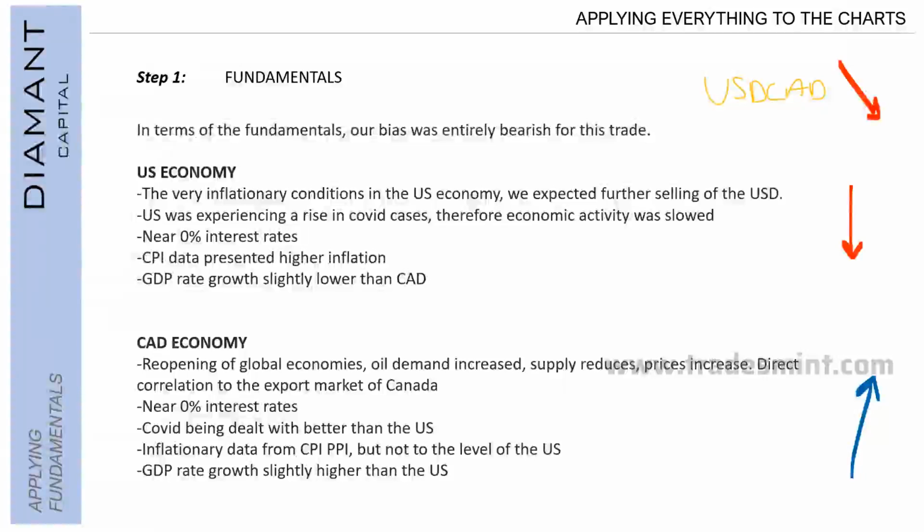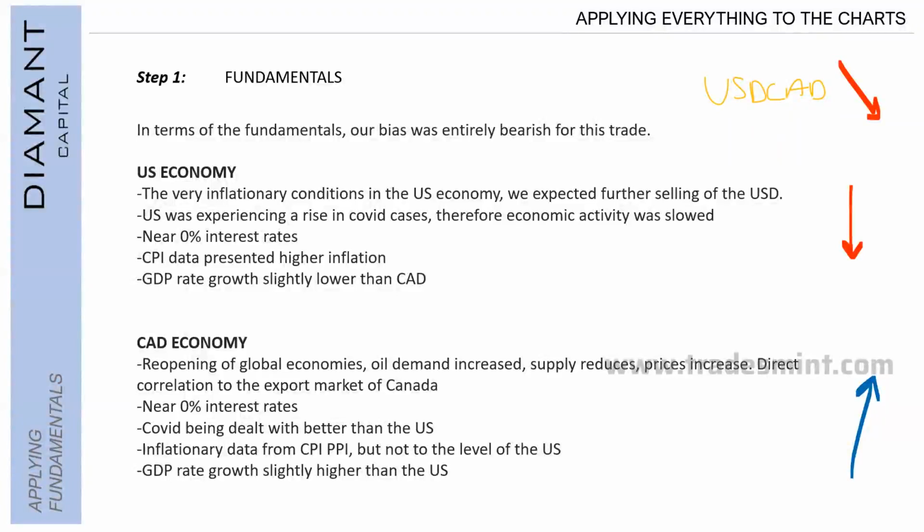So the first step, before you even get into any technicals or anything, you've got to understand your directional bias. In terms of fundamentals for this trade, we were completely convinced that our bias was bearish. So what you've got to do is look at both economies. The first one, the US. The first point was that they had very inflationary conditions in the US economy, and we expected further selling of the USD. As you understand, the more inflationary conditions there are, the more depreciation of that domestic currency.